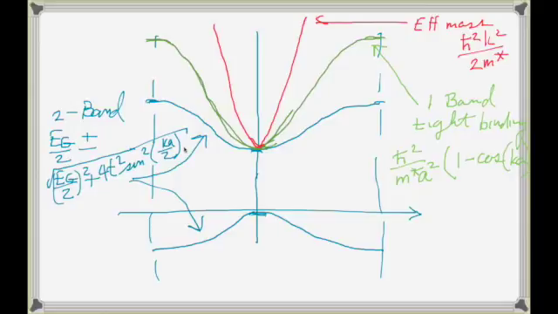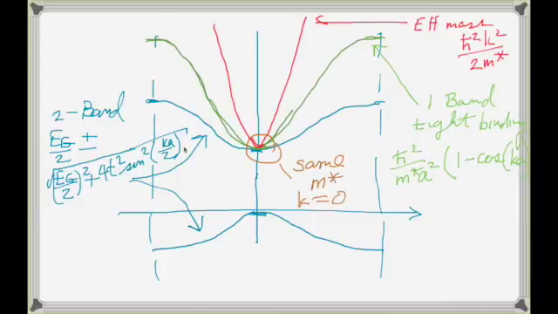And all of them, at k equal to 0, have the same m star. That's the way they're all constructed. So at k equal to 0, they all have the same effective mass. And right at the band edge, they all have the same density of states. And it's only as you go to energies above the band edge that things start to become different. And people talk about non-parabolicity. So the two-band model is more non-parabolic than the single-band tight binding model, which is more non-parabolic than the parabolic model, which is completely parabolic.